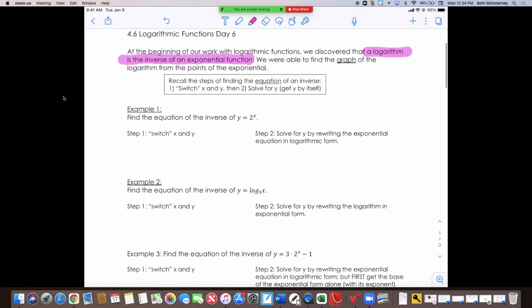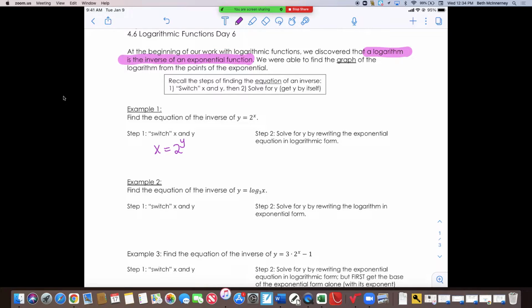So in example 1, it says find the equation of the inverse. So step 1 is you are going to switch the x and the y. So now that's going to be x equals 2 to the y power.